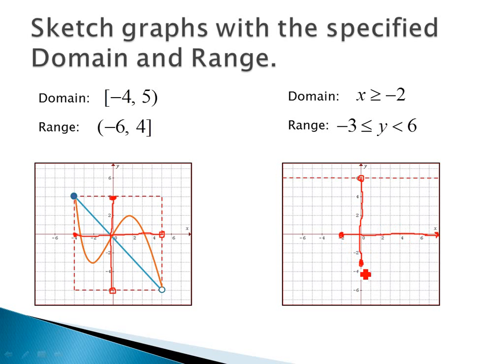So I do have two solids though, so I'm going to put a solid dot over here. And I want to draw a graph that goes up to but doesn't cross over this one. So I'm just going to draw a curve that heads towards an asymptote. So that gives you a little different version of doing a problem with domain and range.